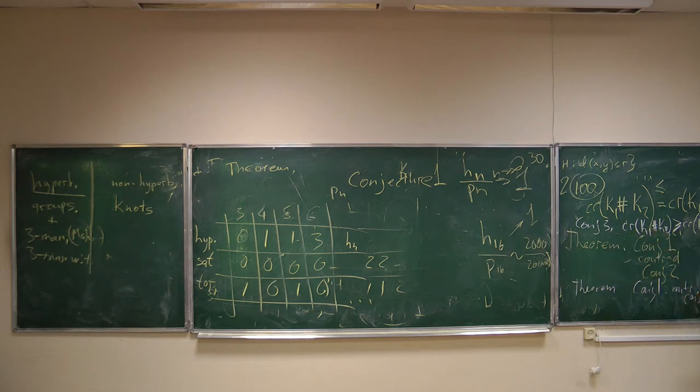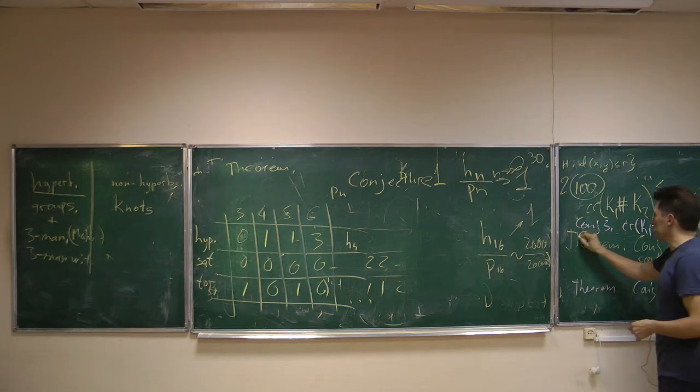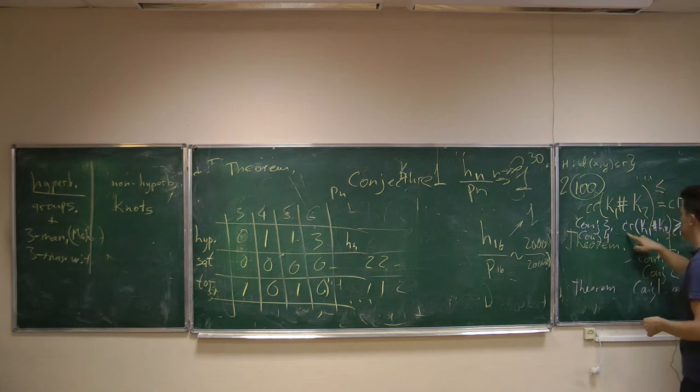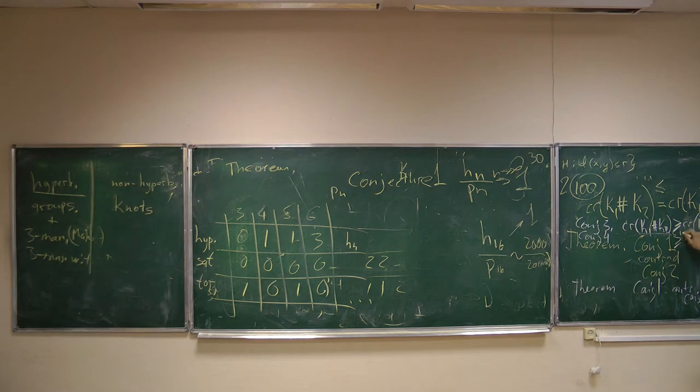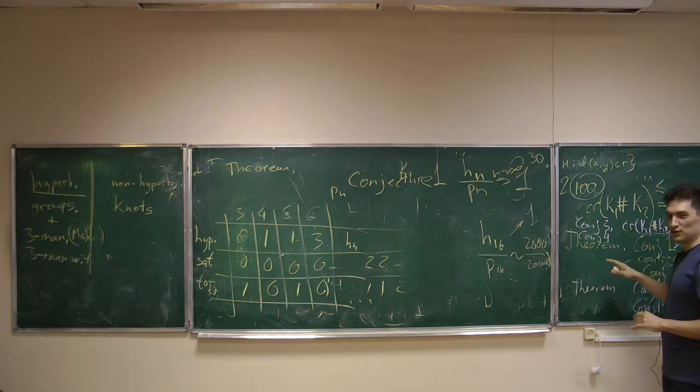In fact, we have conjecture 4 that says that the crossing number of this sum is greater than 2/3 of the crossing number of K1. Conjecture 1 contradicts conjecture 4. Now maybe you're on the other side? Maybe conjecture 1 is wrong. No? Okay, I have conjecture 5 for you.